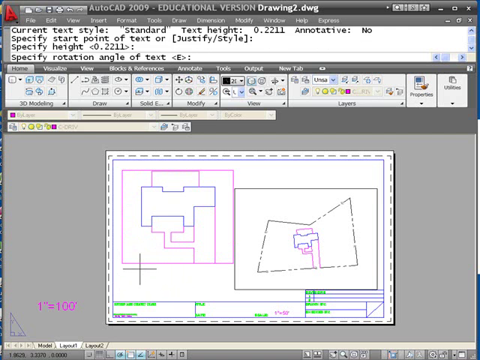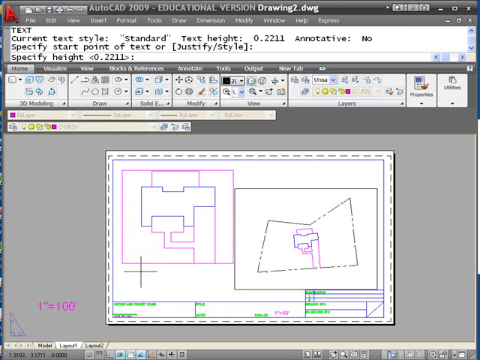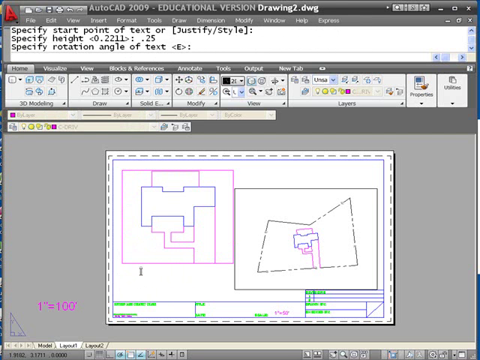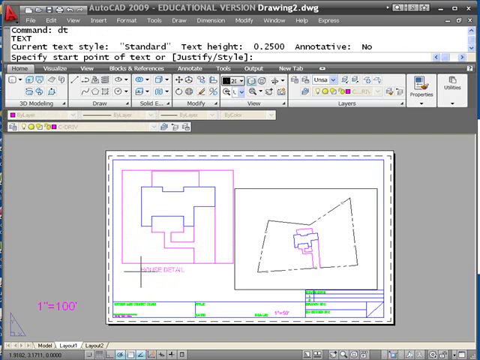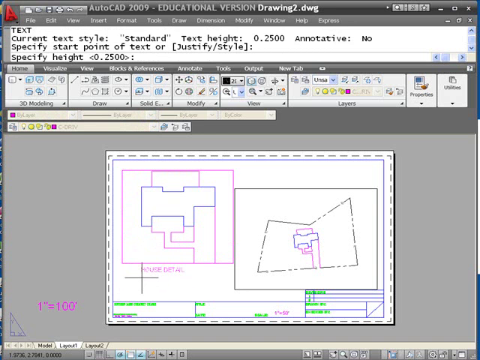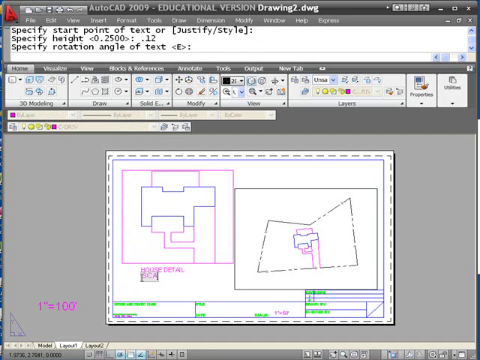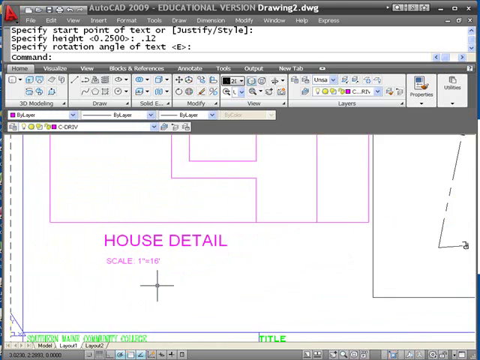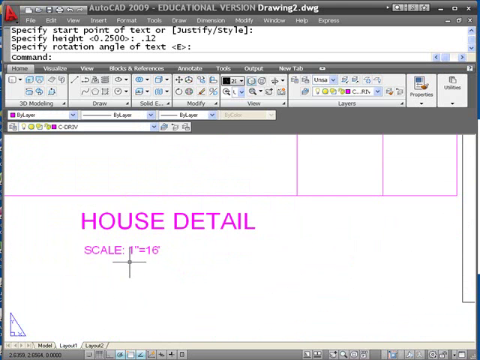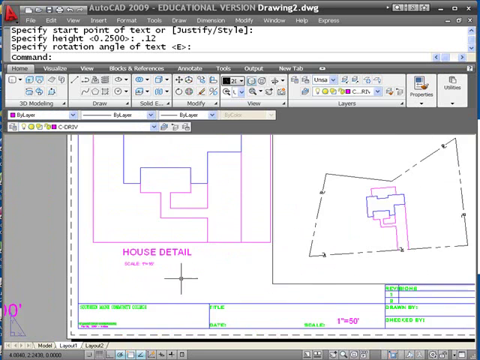So the actual scale here, when we put our detail in, let's just put house detail as our title. Go back under here at 1/8 of an inch and put scale: 1 inch equals 16 feet. Again, why? Because 1 unit in paper space equals 16 units in model space, and the model space units are feet and the paper space units are inches.